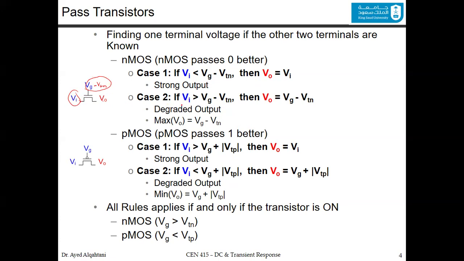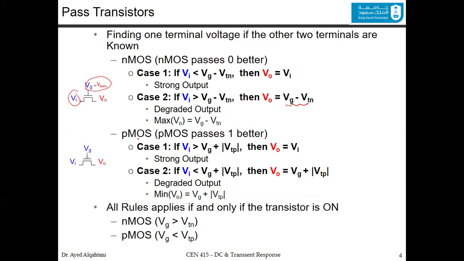Now, in the second case, you compare again. If this is the larger value and this is the lesser value, then the V output is going to be equal to VG minus V threshold of N, which means that the output is actually degraded. Basically, you can think about both cases at the same time by comparing those two, and whoever has the lesser value is the one that is going to be generated in the V output.